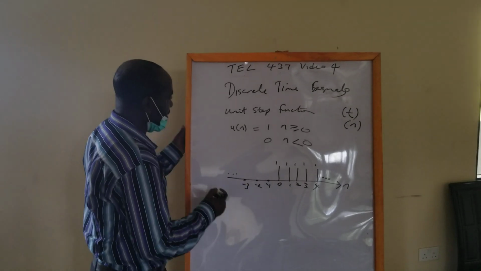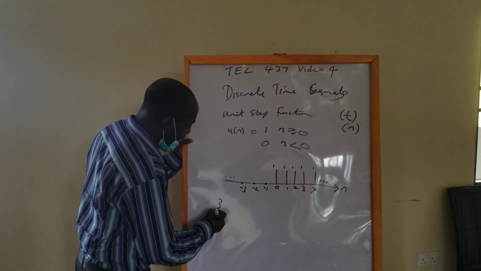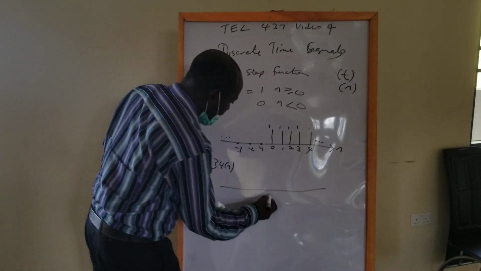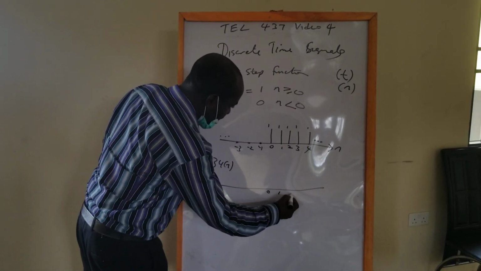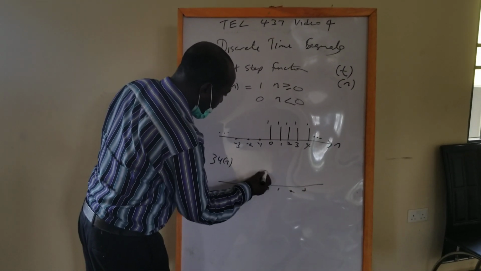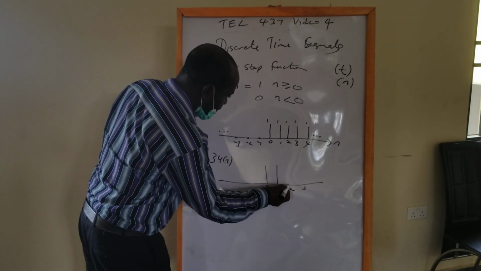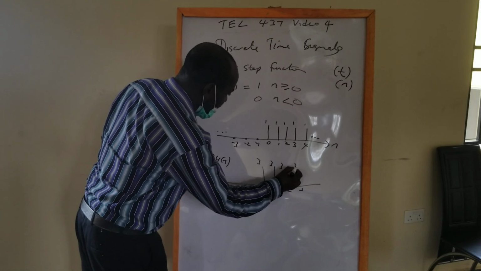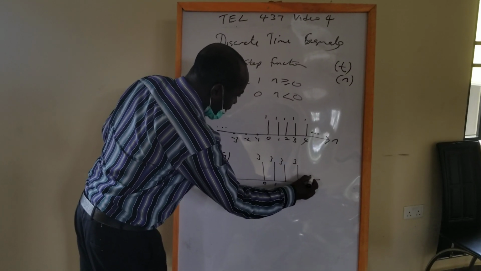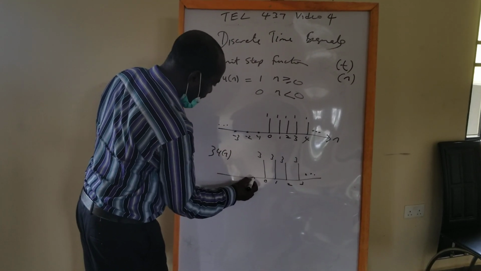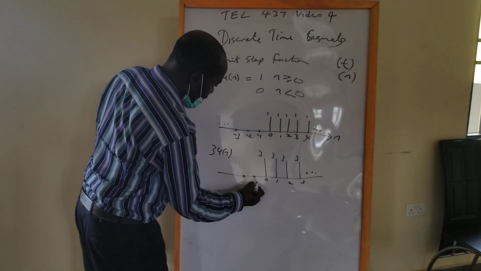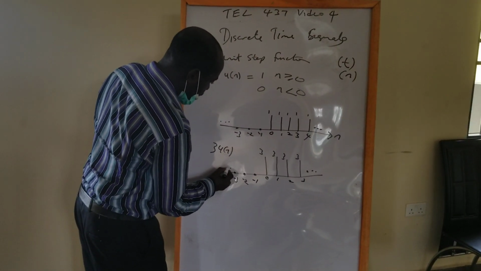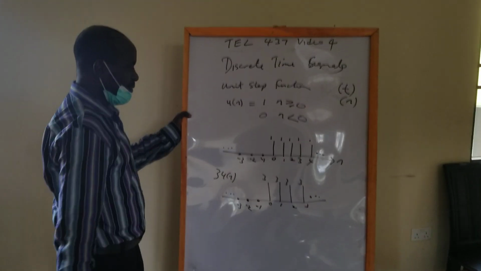I can have scaling. If I have 3 u of n, that means at 0, 1, 2, 3, the height is going to be 3, dot, dot, dot. This way it is going to be 0, and dot, dot, dot, that trend continues.